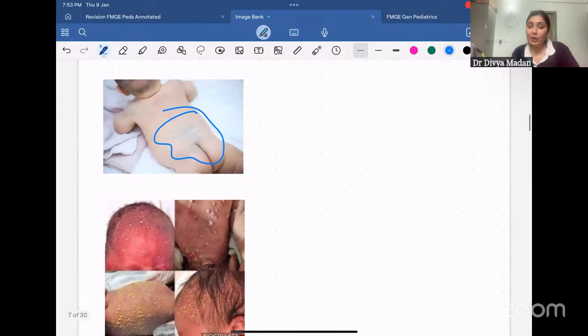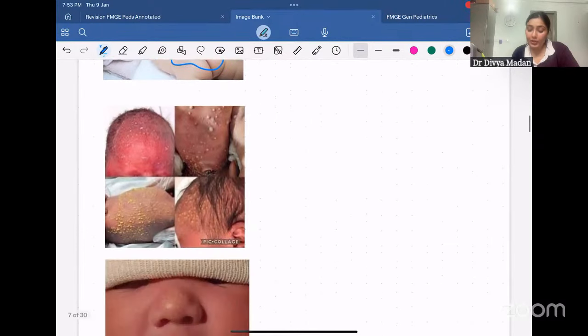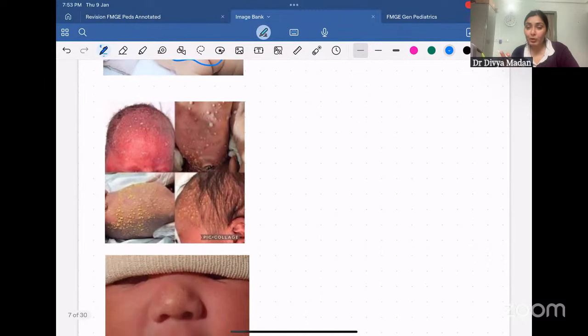Then in the second image, we are seeing this bluish slate colored discoloration of the skin. This is a normal newborn finding. This is known as Mongolian spot. Now in the next image, you can see bigger pustules.